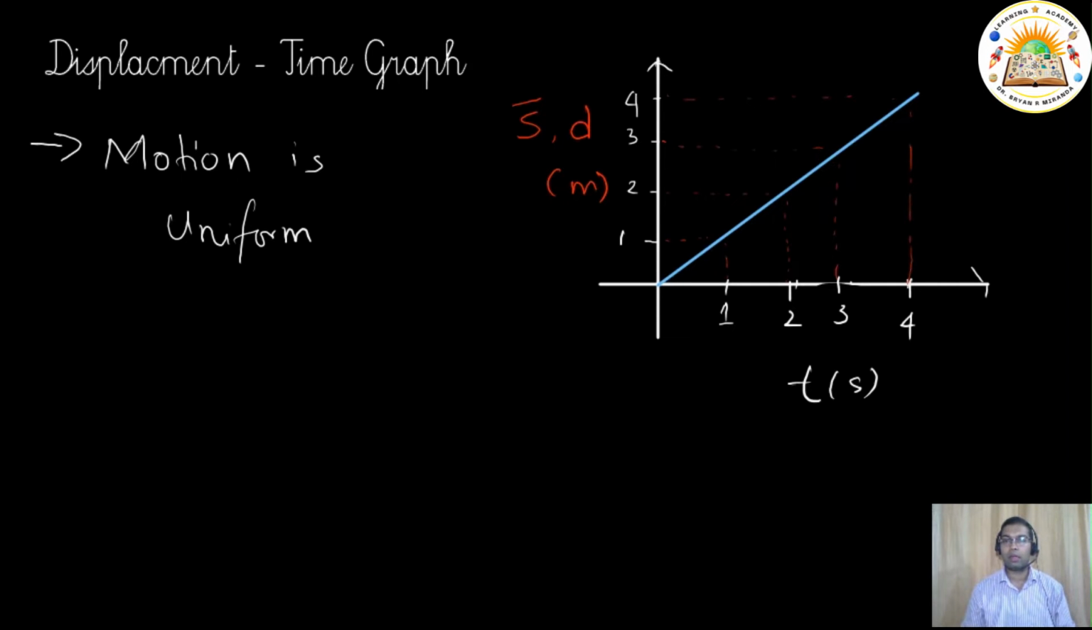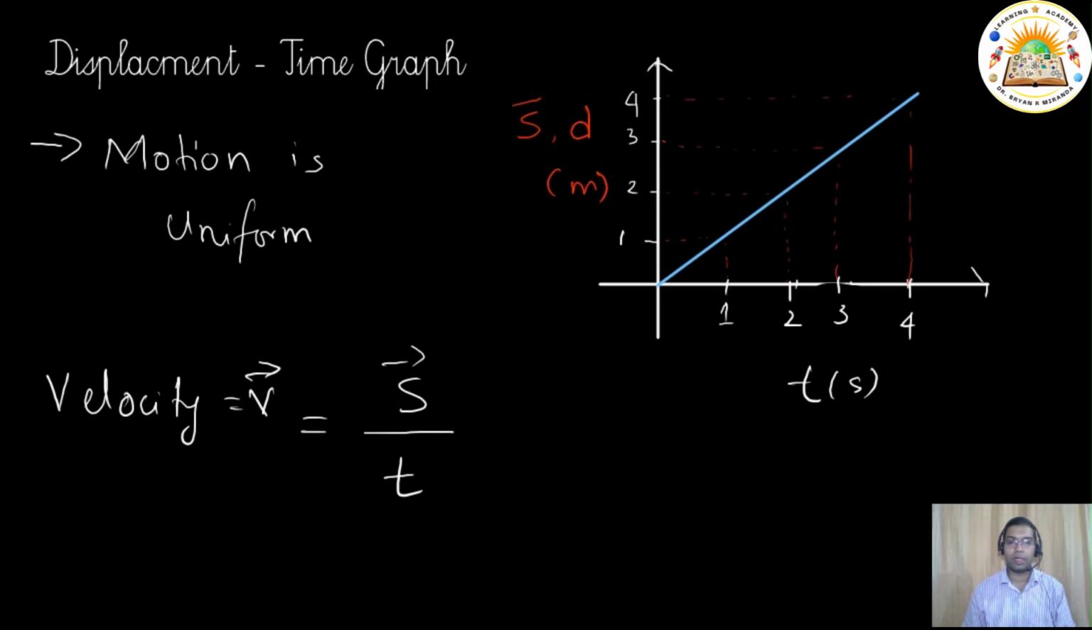So we will look at the graph here, and based on the graph we can talk about what type of motion it has. Now, an important factor that we can arrive at from the displacement time graph is velocity. We know that velocity is nothing but displacement by time. The symbol for velocity, since it is a vector, we will write as v vector is equal to s vector by t. Now, let us find out how we get velocity from this graph.